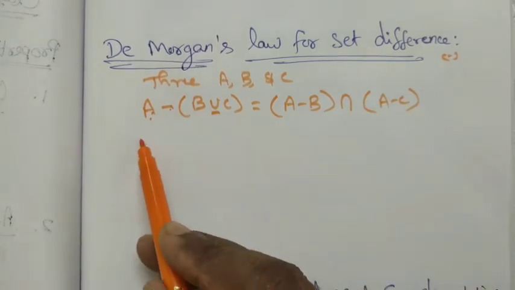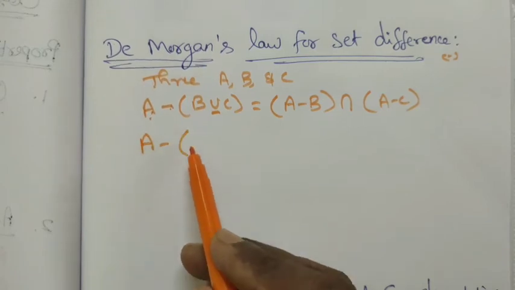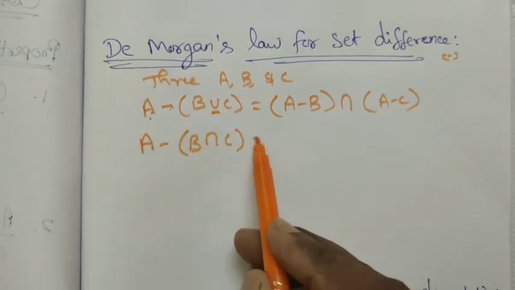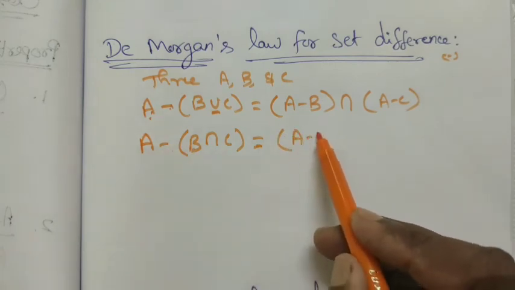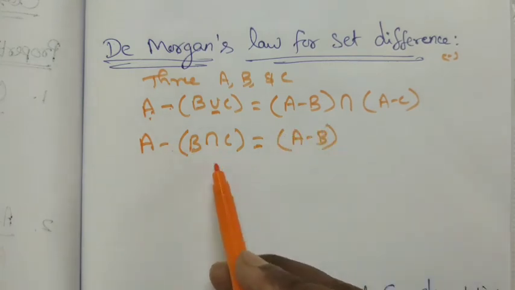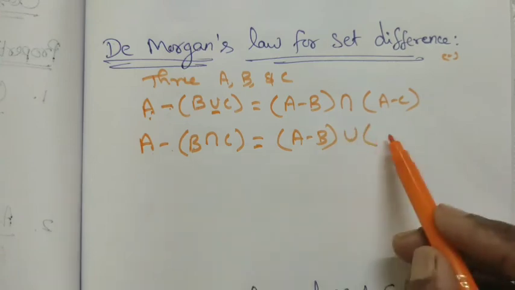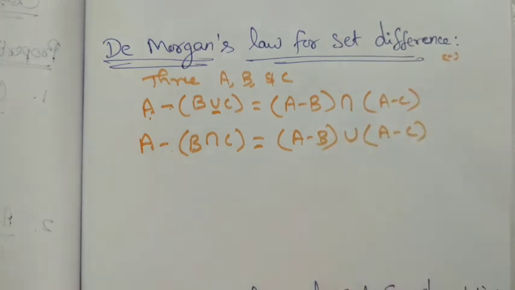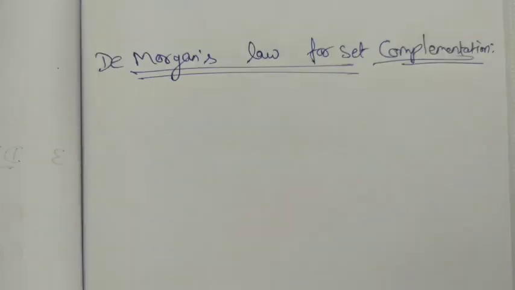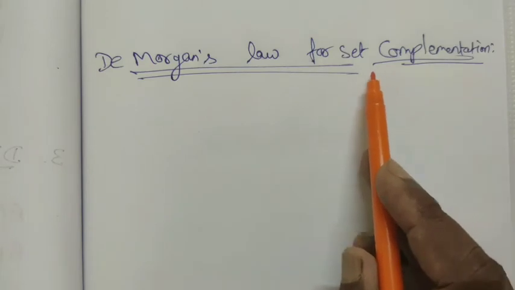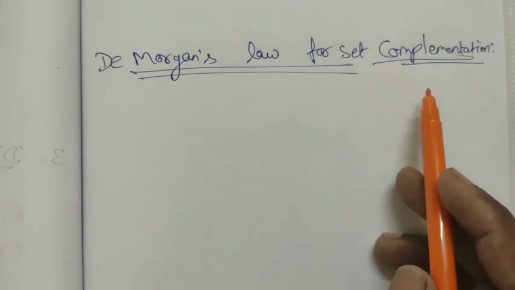The next one is A minus (B intersection C). Now what is the form? A minus B, the intersection changed into union, and then A minus C. This is the form. Here also we have three sets, A, B and C. And then De Morgan's law for set complementation.